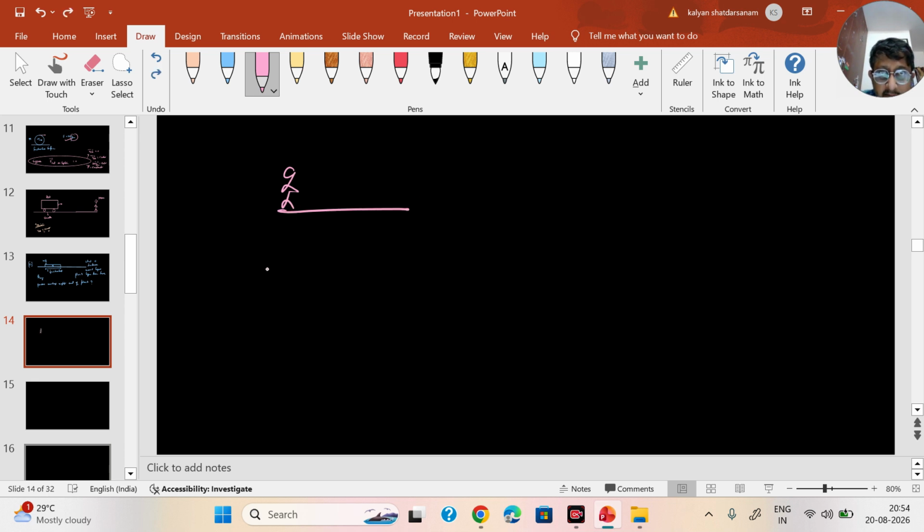Sorry, just one minute. Started from here, and I'm just drawing it below. By the time you come to the right end, let me call the right end as B, the plank moved a bit. So the final scenario looks like this.